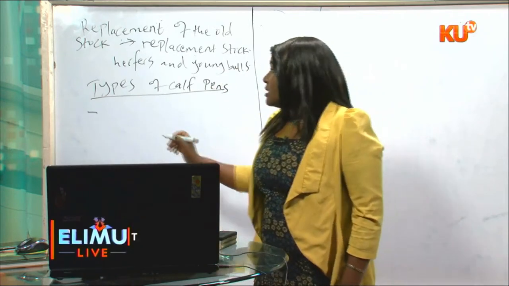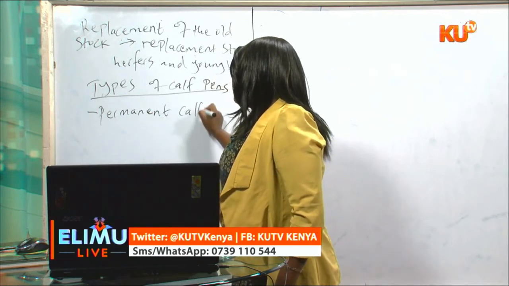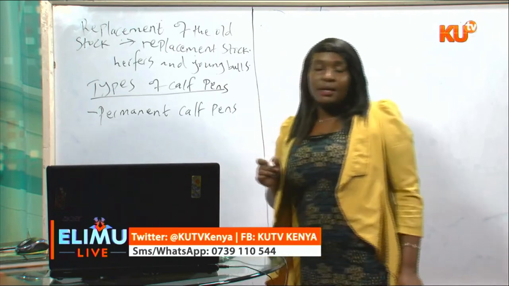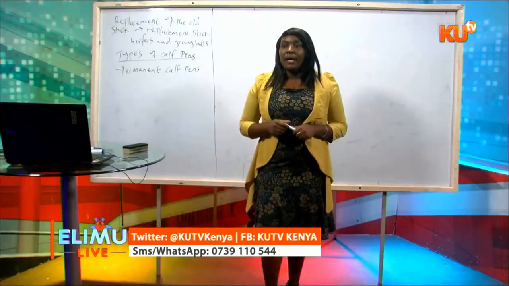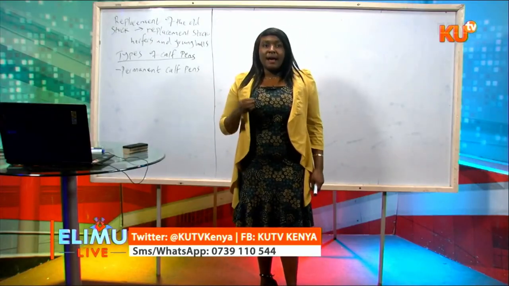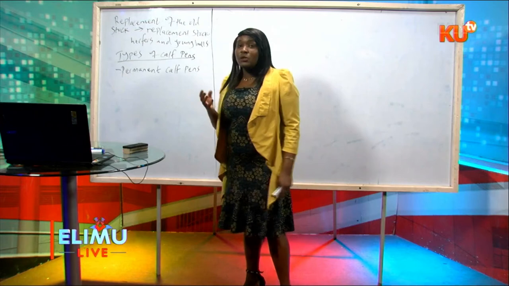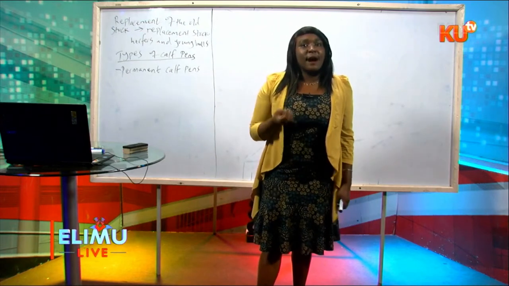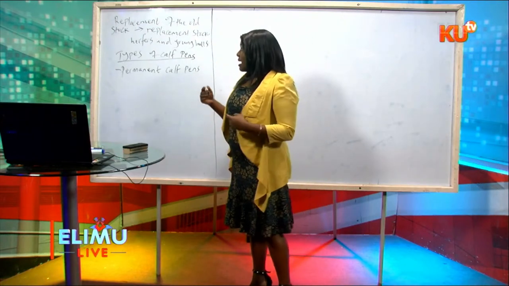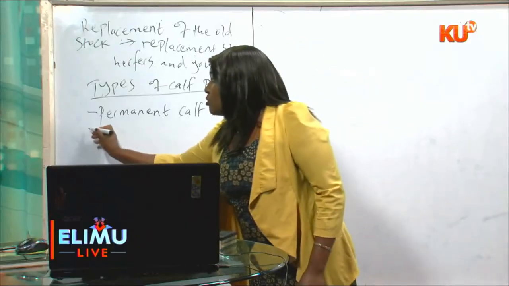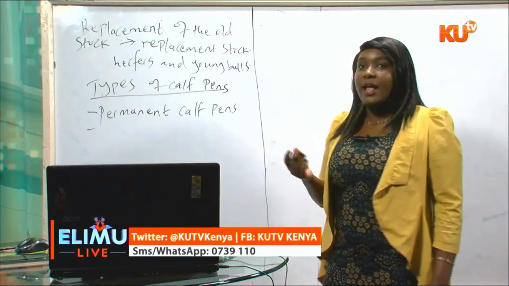So generally we have two main types of calf pens, and the first type of calf pen is called the permanent calf pens. Permanent calf pens are capital intensive, and therefore you require some heavy investment in terms of finances, because it means they are going to last in your farm for a long time. So we have permanent calf pens. They require a huge amount of money compared to the second category of calf pens that we can use in our farms to rear our calves.